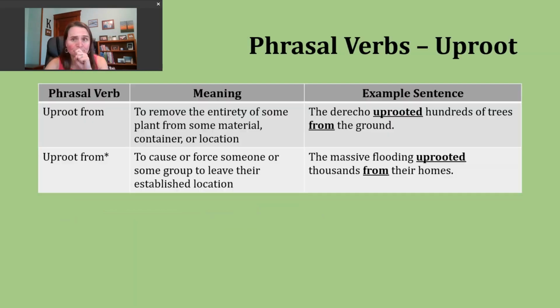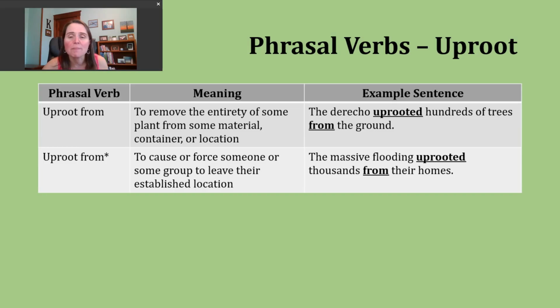Okay. Now, there is a phrasal verb that you may encounter. Definitions aren't really that different from what we've discussed, but I always like to explain them and provide a few more examples. So the one phrasal verb you may encounter is to uproot from. And the first way to use it is to mean to remove the entirety of some plant, and maybe you're moving it from some material or from a particular type of container, or perhaps from a location. An example of this might be, the derecho uprooted hundreds of trees from the ground.